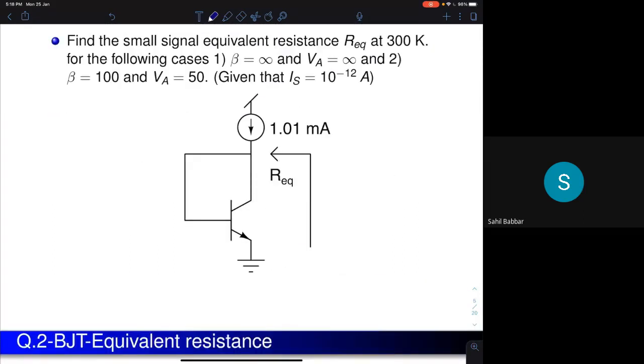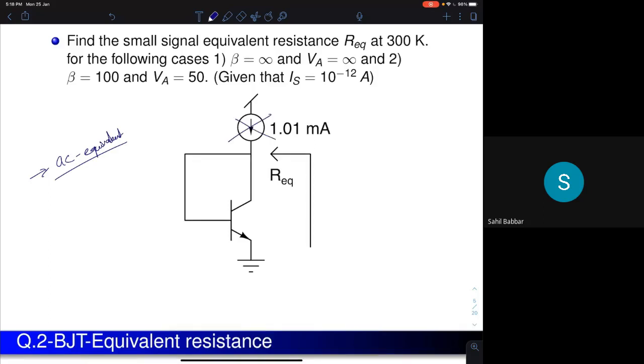Now the second circuit. You are given a circuit like this and we are asking you to find the equivalent resistance at this point. I've put an arrow here. Whenever you are given a circuit like this, these quantities are AC quantities, small signal quantities. So in a small signal analysis, the first step is to draw the AC equivalent circuit. When drawing the AC equivalent circuit, short circuit DC sources and open circuit current sources.